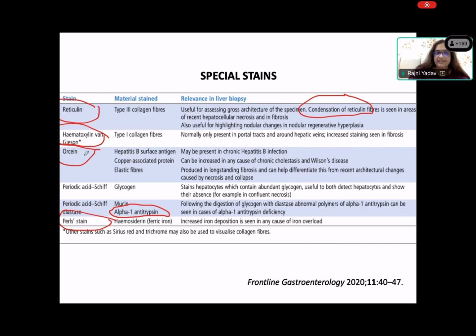Then Orcein has additional advantages. Like reticulin stains and elastic fibers, you can actually differentiate necrosis and collapse versus fibrosis with the Orcein stain. So if you're confused whether it is an acute versus subacute failure, or a chronic disease, you can use this Orcein stain. Then it also highlights the ground glass inclusions of the hepatitis B virus. So these are the special stains which you can use in the liver.